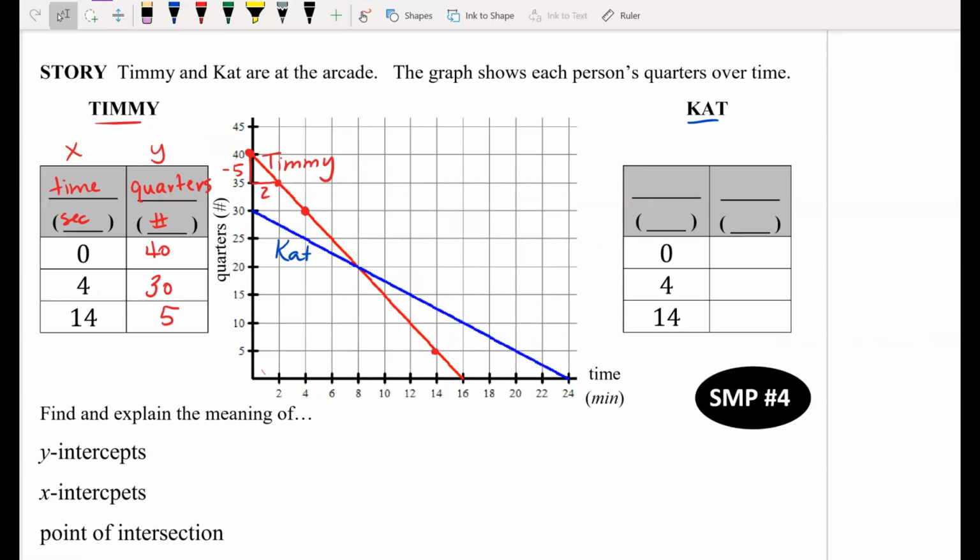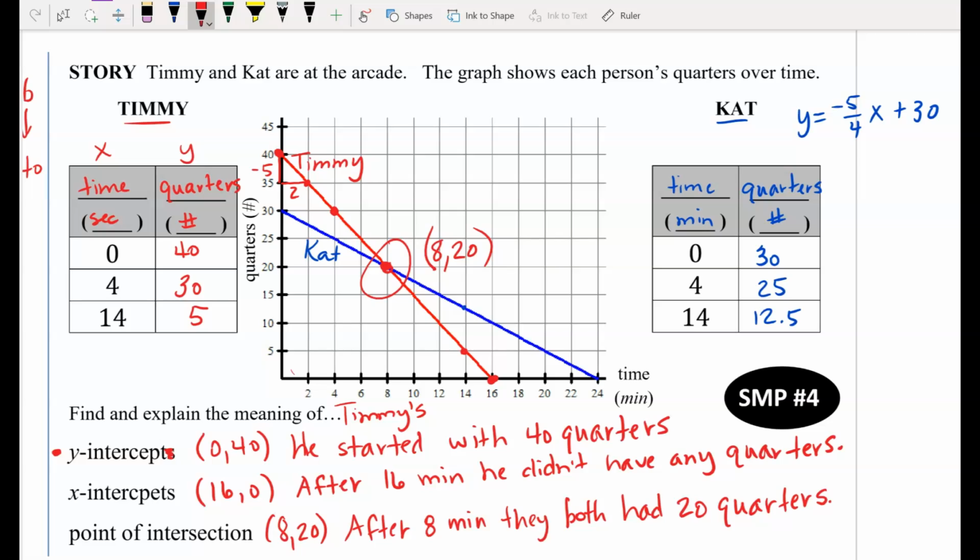Pause the video and try that same thing to fill out Kate's table and to write an equation for her experience. I hope you pause the video and check your equation, and then also check the meaning of the y-intercept, the x-intercept for Timmy, and also the point of intersection. And then do your practice.